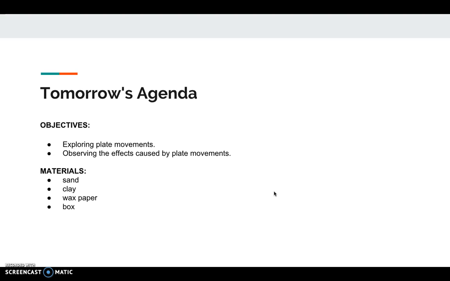We will be using sand, clay, and wax paper, and boxes tomorrow for our lab.